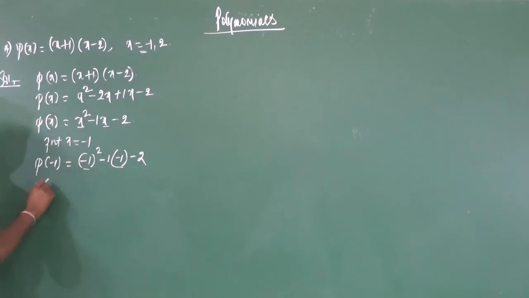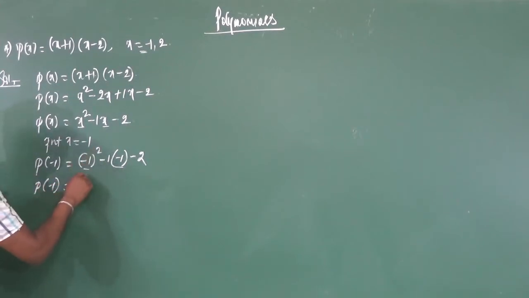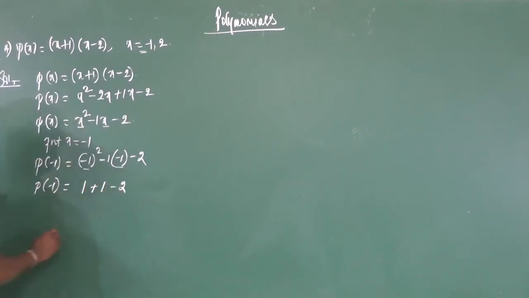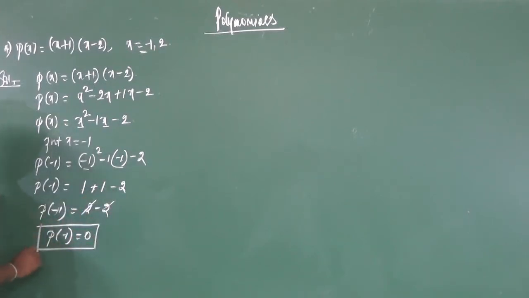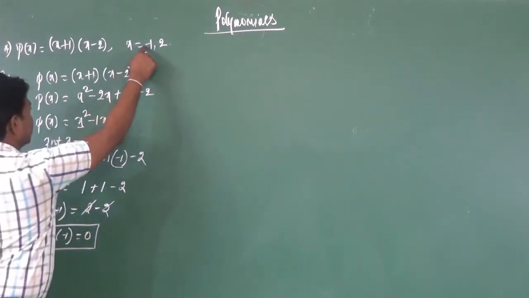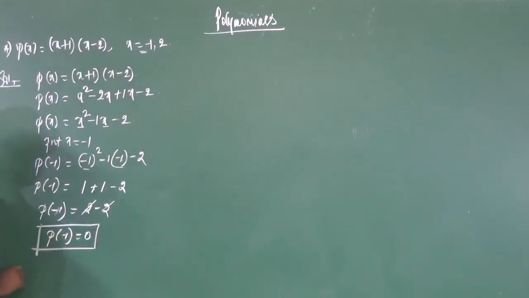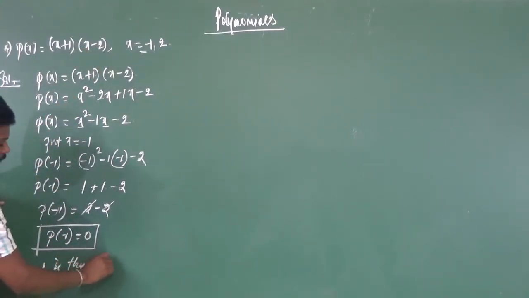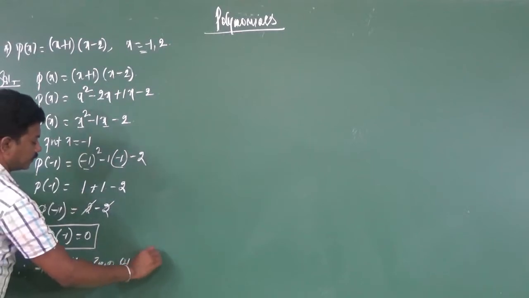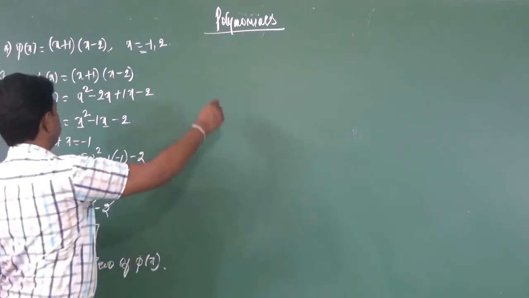So P of minus 1 is equal to minus 1 whole square is 1. Minus 1 into minus 1 is plus 1, minus 2. So P of minus 1 is equal to 1 plus 1 is 2, minus 2. It cancels. So P of minus 1 is equal to 0. Since P of minus 1 is equal to 0, therefore minus 1 is the 0 of this polynomial. So therefore minus 1 is the 0 of P of x.